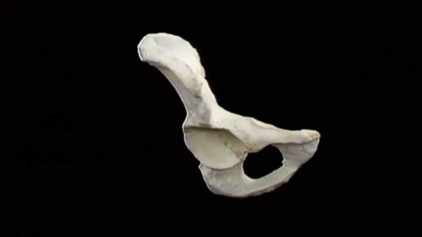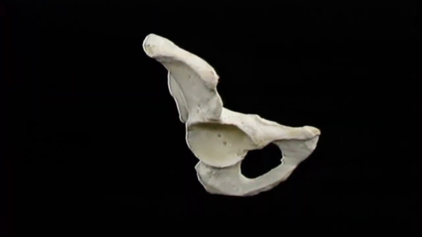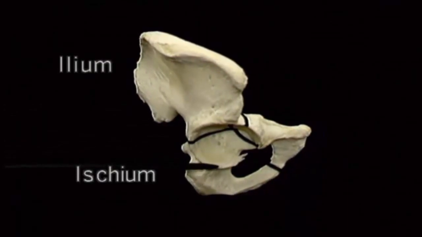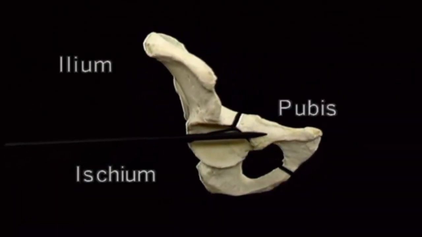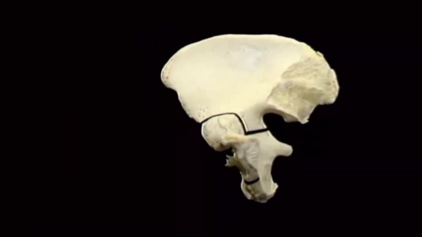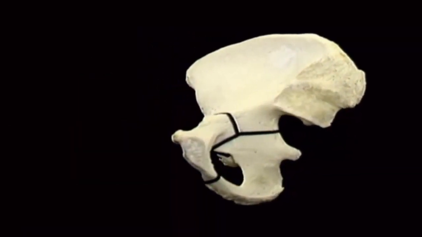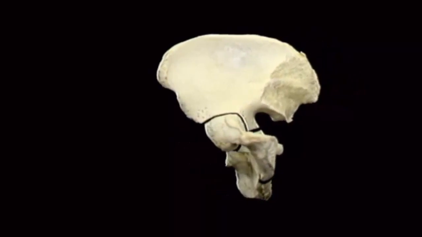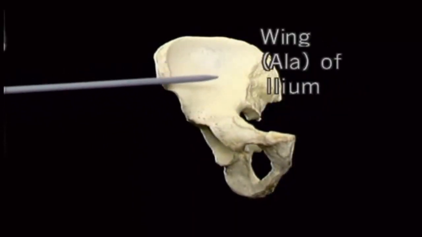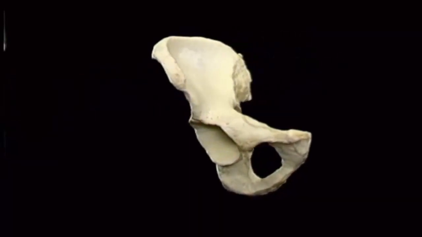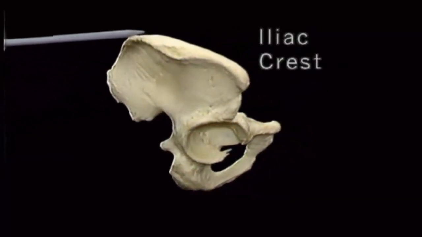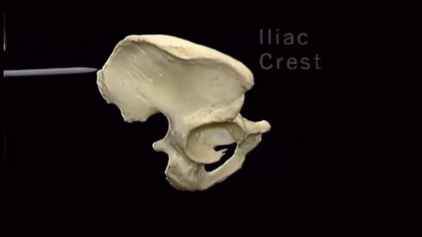The hip bone is formed by the fusion of 3 bones: the ilium, the ischium, and the pubis. The names of these bones give rise to the names of the various features of the hip bone. Let's look at these features. This broad bony plate is the wing or ala of the ilium. Its broad roughened edge is the iliac crest, an area where many important muscles attach.